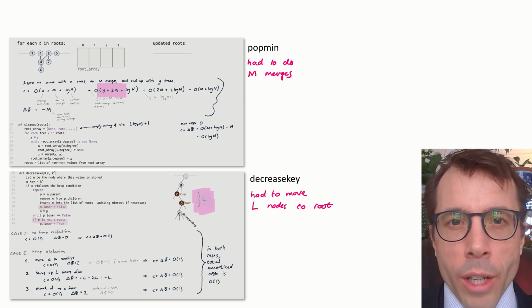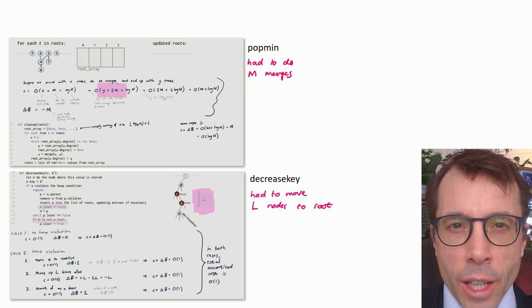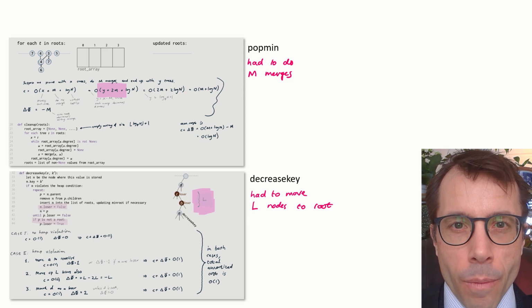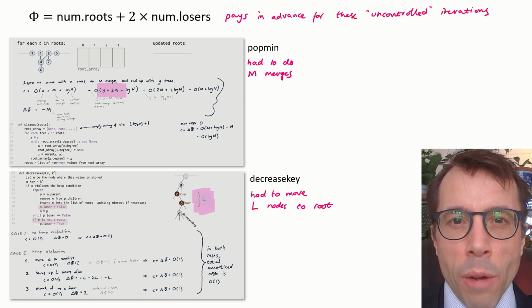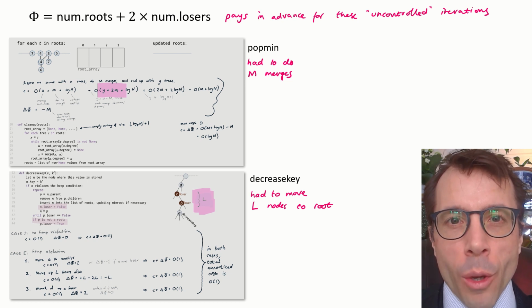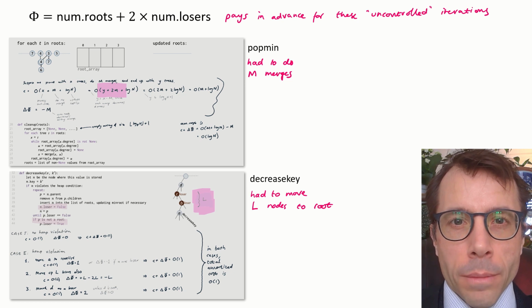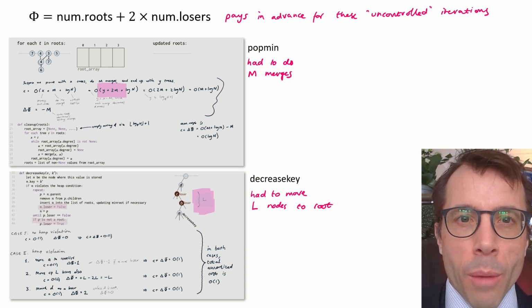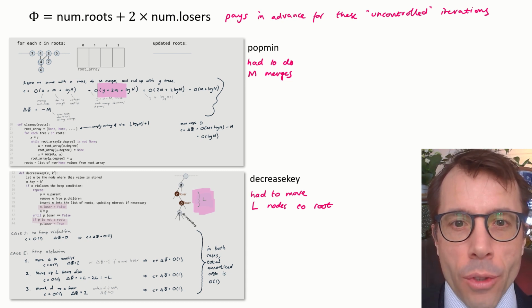And the easy way to think about amortized analysis is with a potential function. The interpretation here is we may hit an uncontrolled number of steps m, but if we pay for them in advance, then we're good. So if we just put £1 into our bank account every time we create a root, then we will have enough money to pay for the mergers that we're going to have to do sooner or later. And likewise, if we put money into our bank account every time we mark a node as a loser, we'll be able to pay for the uncontrolled number of steps in decrease key.